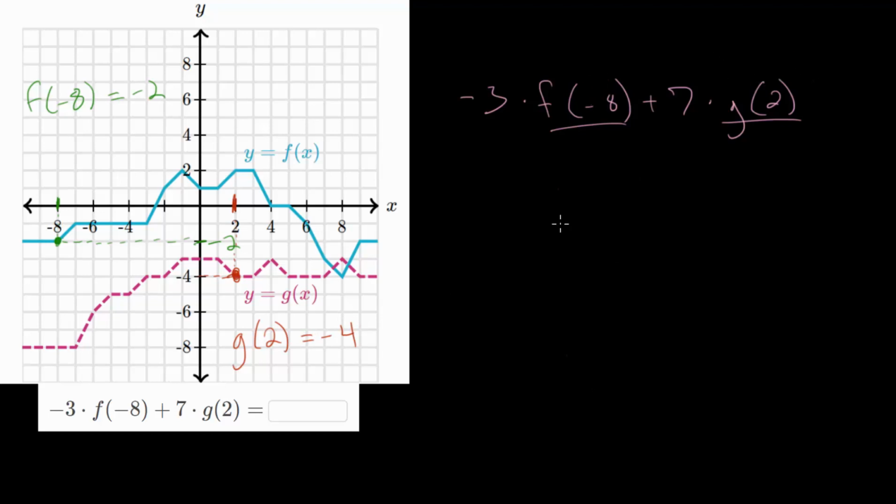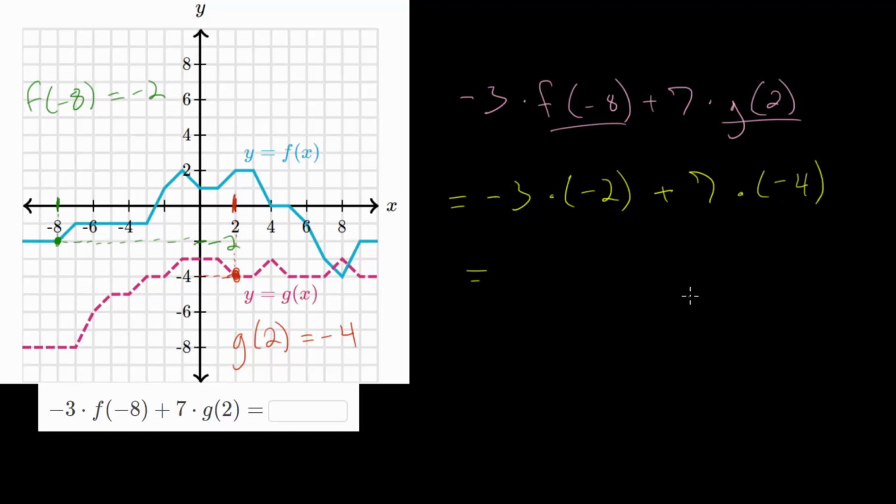Now, since we know what these functions evaluate to at their different x values, let's plug them in. So we have negative 3 multiplied by f of negative 8, which we know is negative 2. I do highly recommend, when substituting, plugging these in parentheses, and that just helps keep track of the negative numbers. Then we have plus 7 multiplied by g of 2, which we know is negative 4.